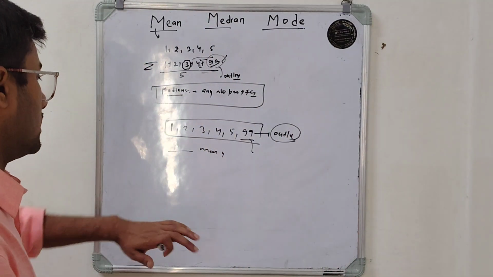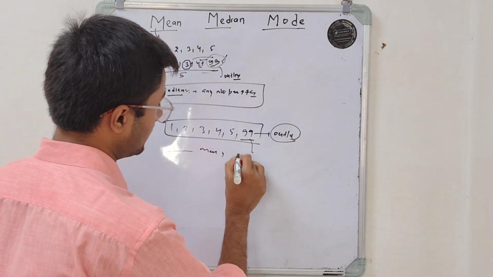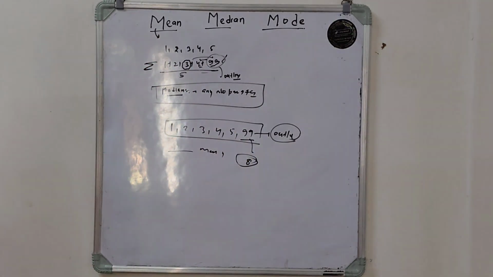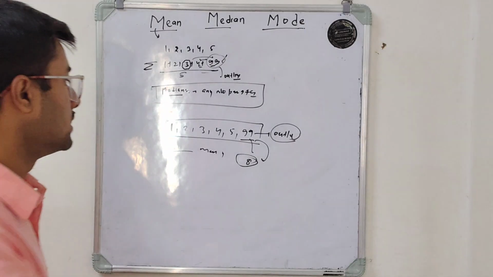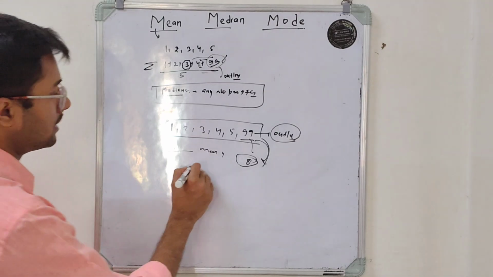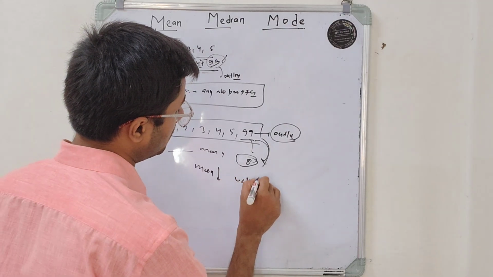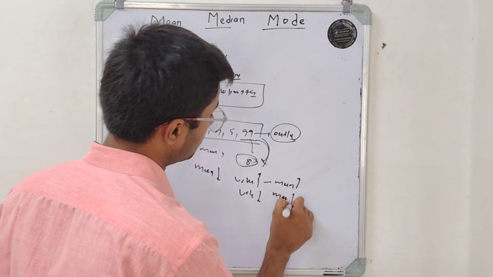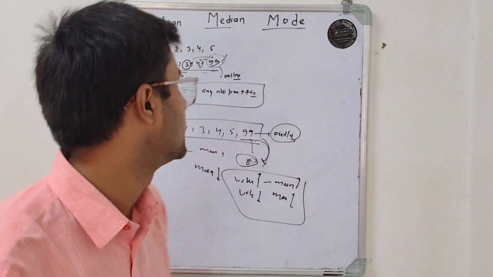But next time they ask a question that the actual number is 8, and due to a misprint they wrote the number 99. So here the value will decrease, and whenever the value decreases, the mean will also decrease. So what is the conclusion? If the value increases, the mean will increase. If the value decreases, the mean will also decrease. So this is the whole concept of outliers when they are present in the mean.